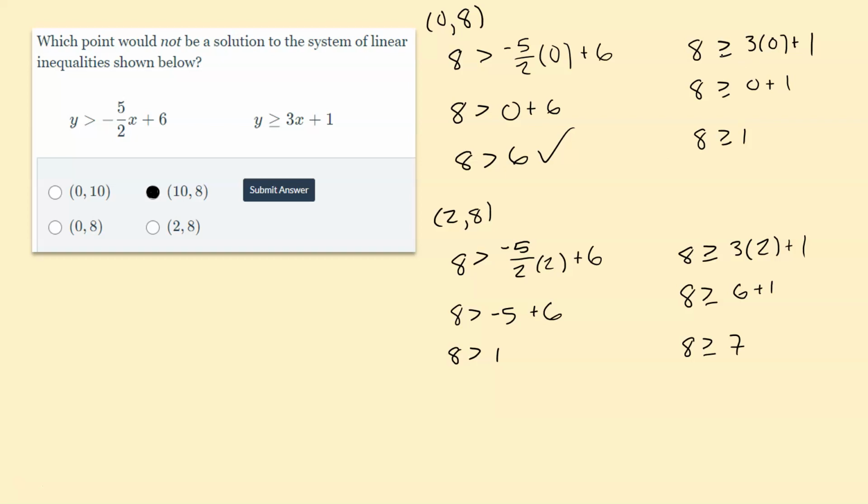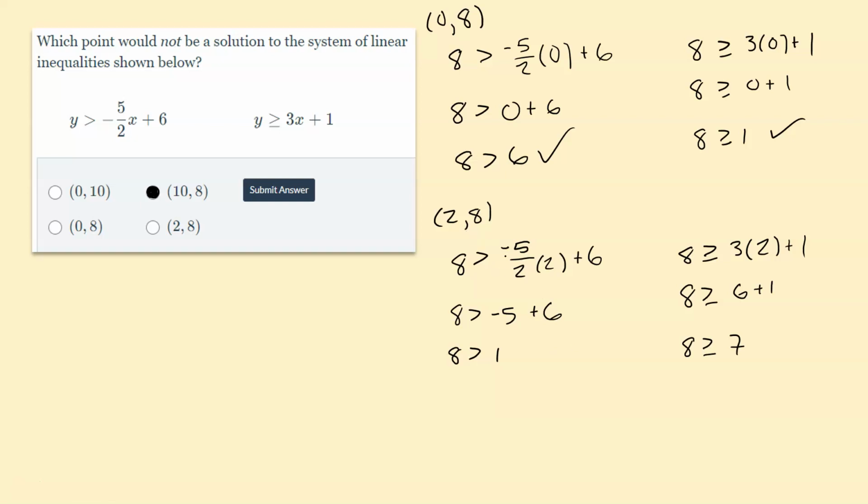For the other inequality, we have 8 is greater than or equal to 3 times 0 plus 1. 3 times 0 is 0, plus 1 is 1. 8 is greater than or equal to 1. That works. So (0, 8) is a solution to the system. So it's not our answer here because we're looking for one that's not a solution.